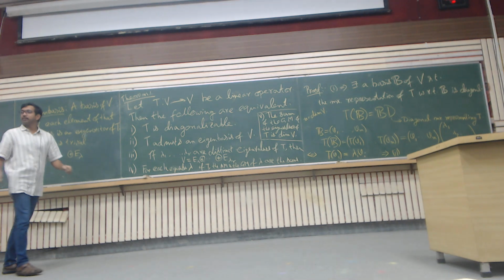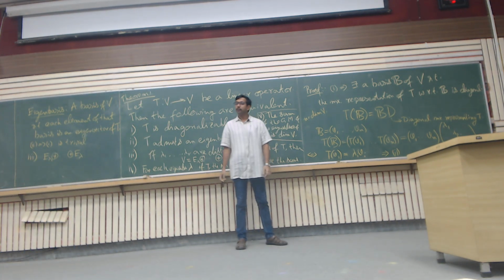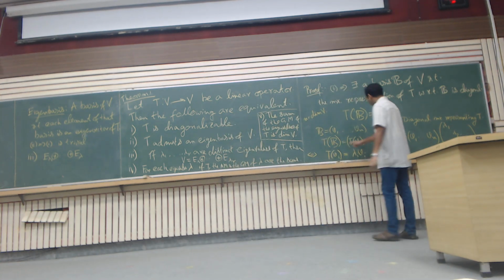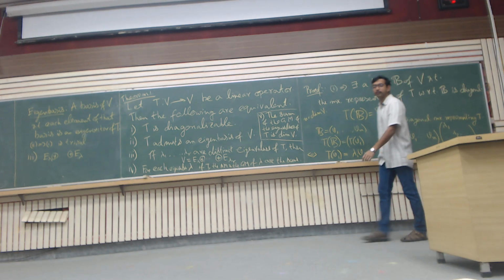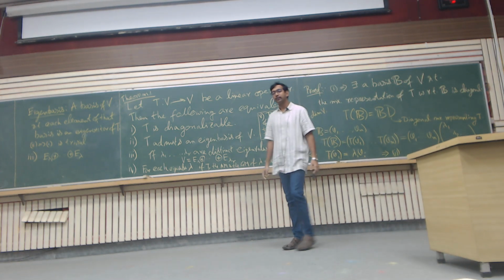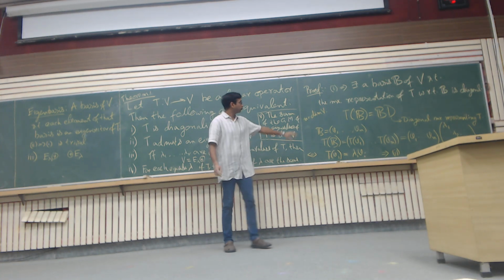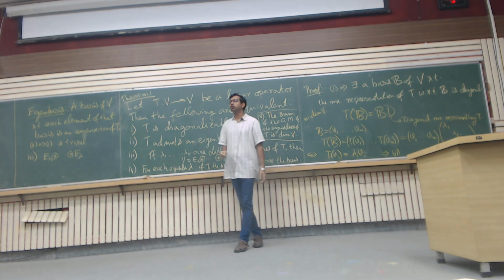Sir, in that case, you first wrote that T of B equals B into D. Where we are assuming D is diagonal. Right. And then you use the fact that B is a basis. If we are going from here to here, we are just using the fact that B is a basis. We are showing that it's an eigenbasis, that each element of the basis should be an eigenvector.